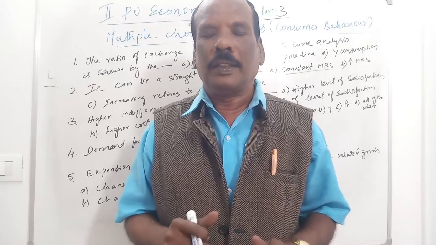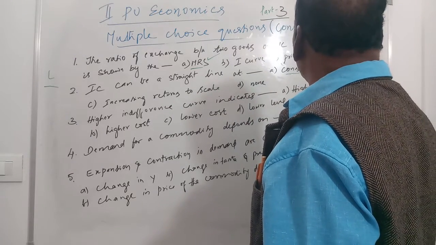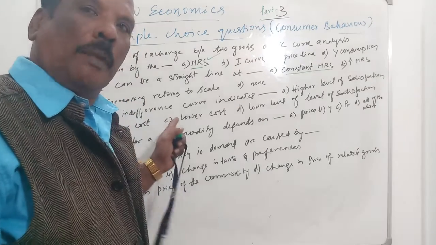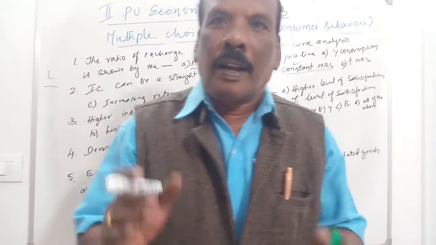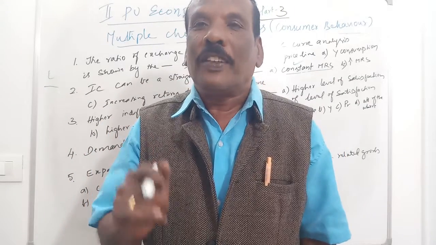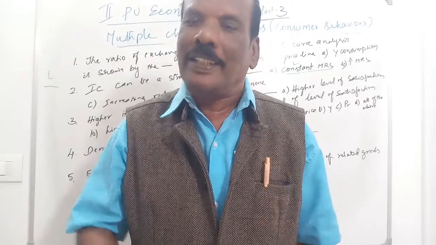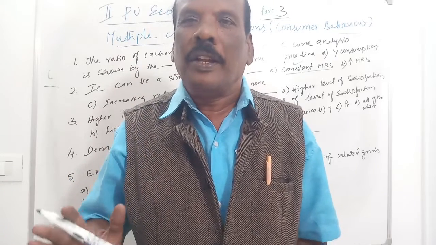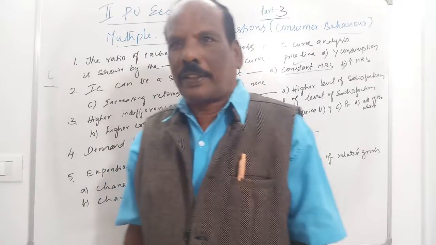It doesn't happen in the real world. So the IC curve can be a straight line at constant marginal rate of substitution. Here, increase in marginal rate of substitution, no; increasing returns to scale, that comes in the theory of production; and none. So the answer is constant marginal rate of substitution. Under constant marginal rate of substitution, the indifference curve will be a straight line. But you should know, normally the indifference curve is convex to the origin because of the law of diminishing marginal rate of substitution. When the consumption of one commodity is increased, the consumption of the other commodity will be decreased. Right?